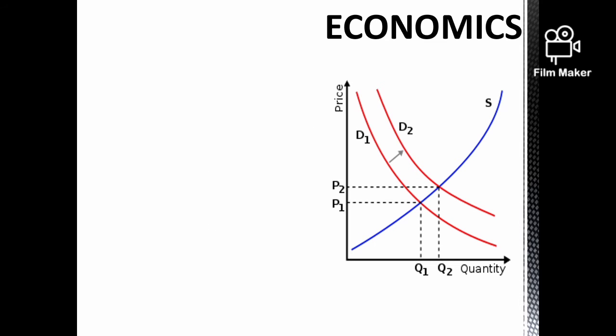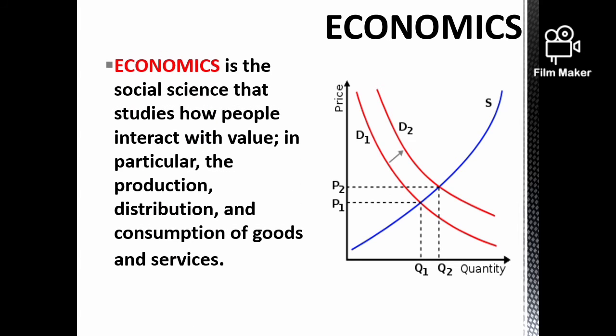Economics. A country is not complete without economics. That's the reason why we have markets, jobs, dollar rates, and inflation. What is economics? Economics is the social science that studies how people interact with value, in particular the production, distribution, and consumption of goods and services. That's why we need to have supply and demand. We know what our economic system is.